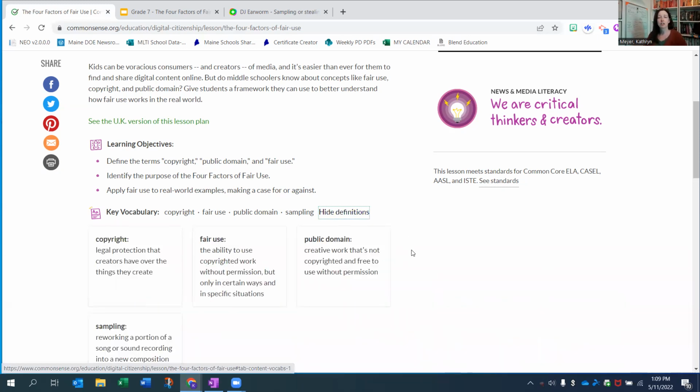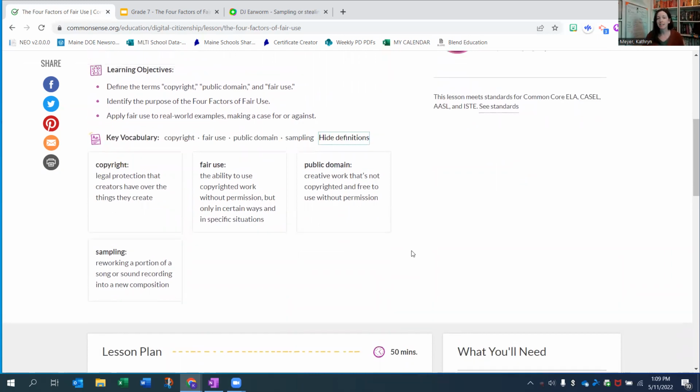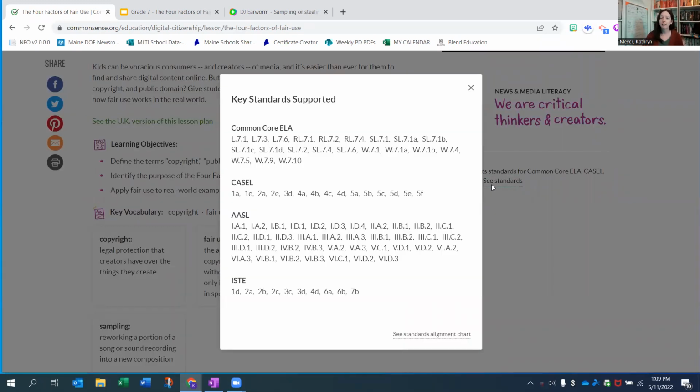I can look at the definitions of the terms that I'm going to be going over with my students. These are the terms that they will understand by the end of the lesson. And of course, these are aligned with Common Core ELA, CASEL standards, the AASL standards, and the ISTE standards.